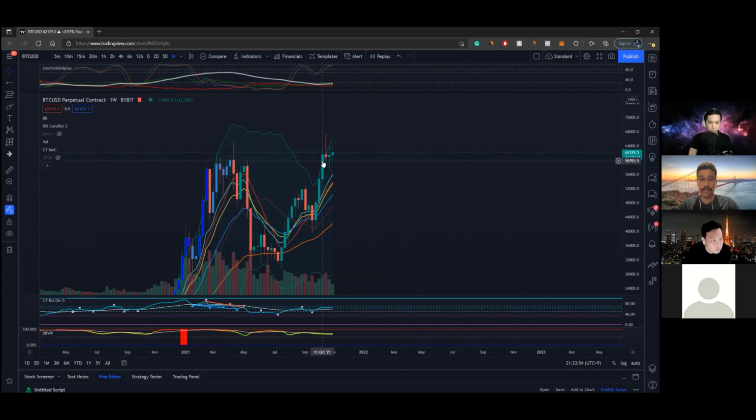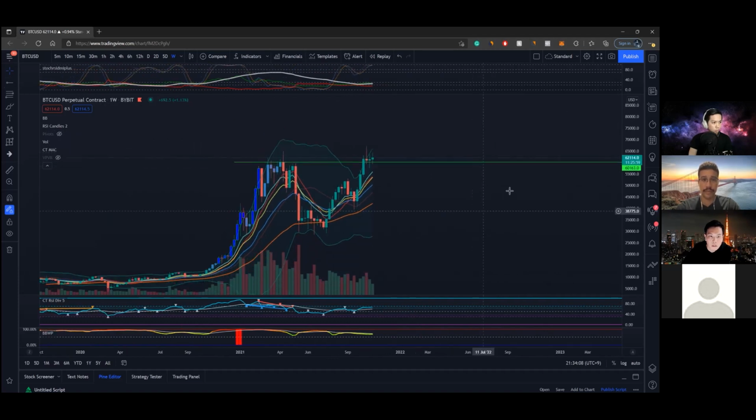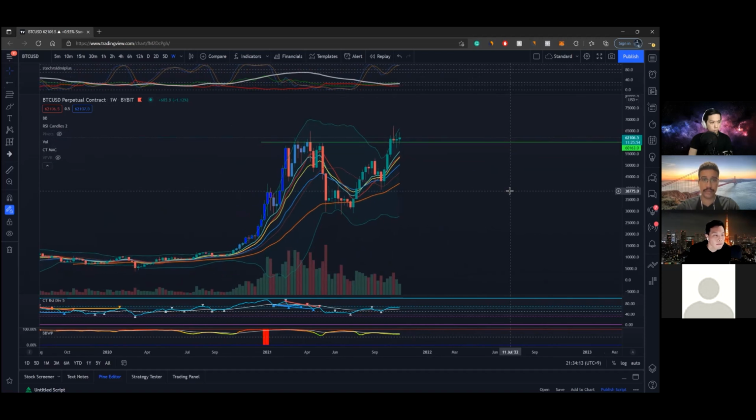We break out to new all-time highs on October 11th. We come back down, we wick down below the previous all-time high, test this level, held it, looks very good. I expect further upside on the longer-term timeframes. So Bitcoin overall, high timeframes look very, very bullish.